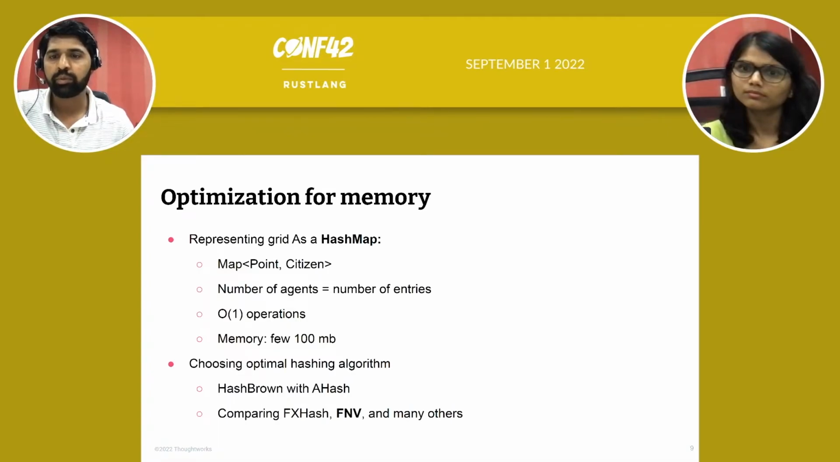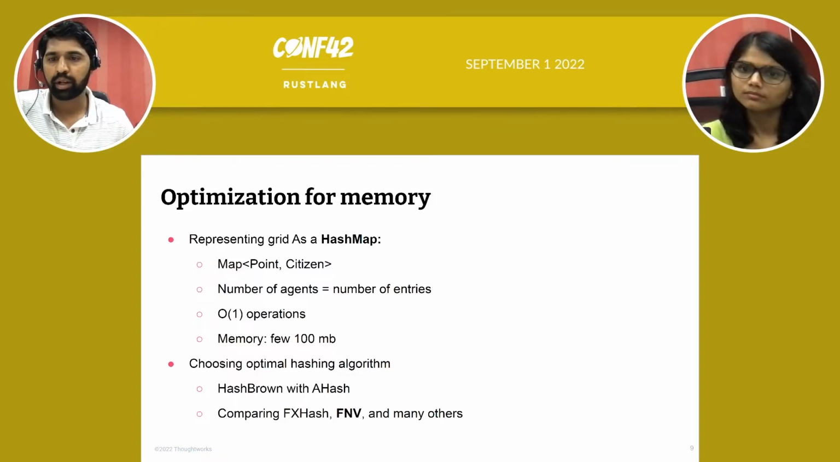So essentially what happened is the number of agents became the number of entries in the hash map. Since it is a hash map, retrieval became much easier. Now instead of order of n square, it is just plain order of 1 operations. Memory, which was earlier in the extent of 5 to 10 GB, right away came down to a few hundred MBs.